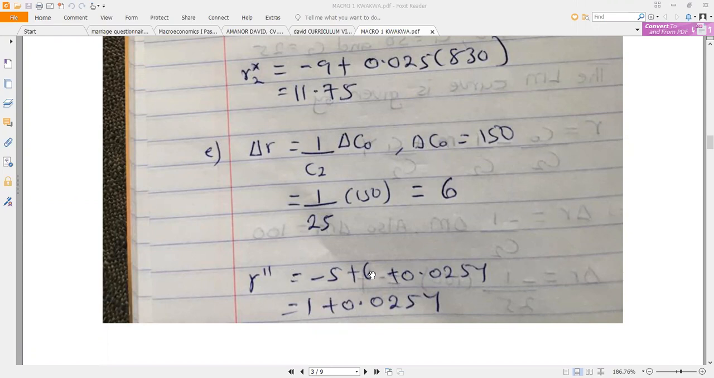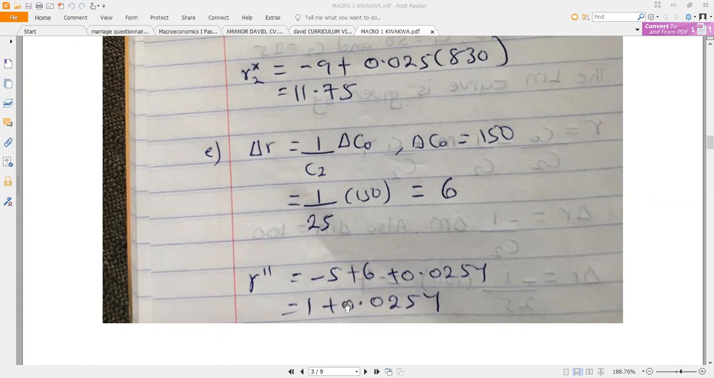To find the new LM curve, you just add the 6 to the old one. Please, it's the very first one, not the second one after the increase in the quantity of money. We are done with that one, unless the question tells you to follow on from it. If not, you are always using the equations that were given in the question. So you go back to the old one, then add 6. The intercept is changing: if you add 6 to minus 5, we get 1. So this is the new LM curve.